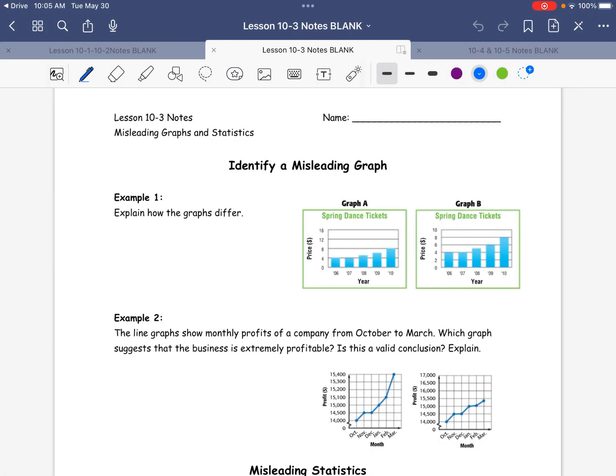Alright, so today we are doing lesson 10-3, which is misleading graphs and statistics. So we want to identify a misleading graph. In example 1, we have two different graphs here. They are representing the exact same data, but we have to explain how they differ.